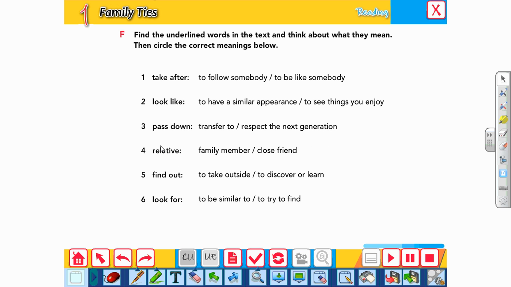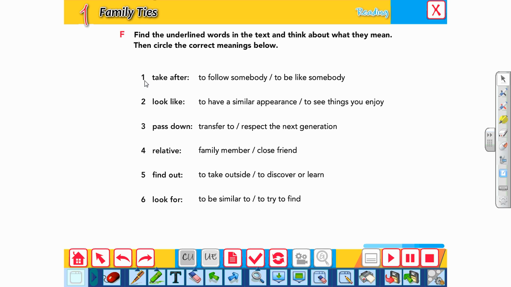All of these words we have already explained while we were reading the article, but I want you to know them more. That's what this exercise is about. Find the underlined words in the text and think about what they mean. For example, number one, take after. While we were explaining the article, I told you that take after and look like have the same meaning. Those are phrasal verbs. What does it mean by a phrasal verb?